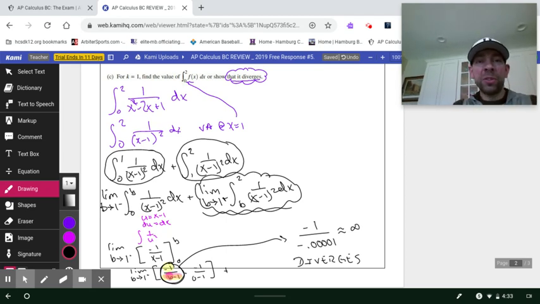So I hope that helps. Hopefully you feel like you're a tick or more closer to earning that magical 5 on the AP exam. Hopefully you found something that was helpful.